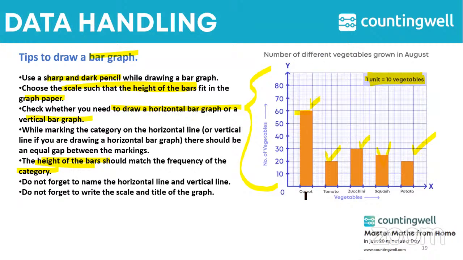Okay. So 60 carrots are grown in the month of August. 20 tomatoes are grown in the month of August, and so on.